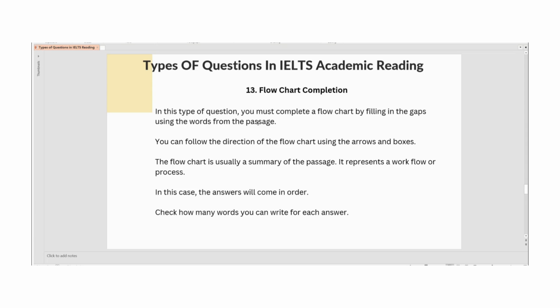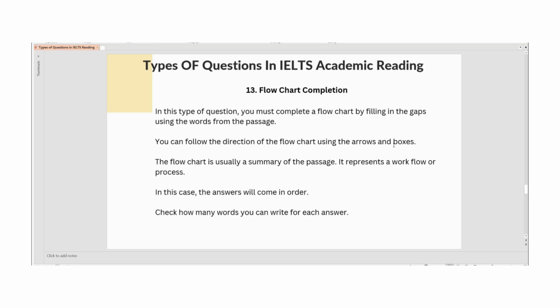Only their form is different, or their shape is different, or the method of asking a question is different. Okay, in a sense they are very similar to each other. You can follow the direction of a flowchart using the arrows and boxes.